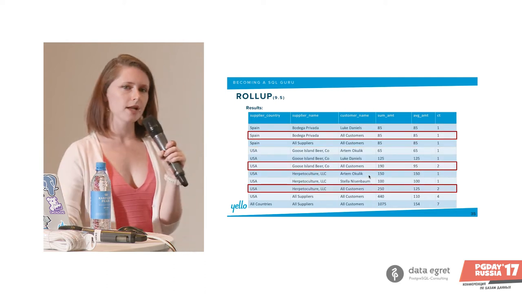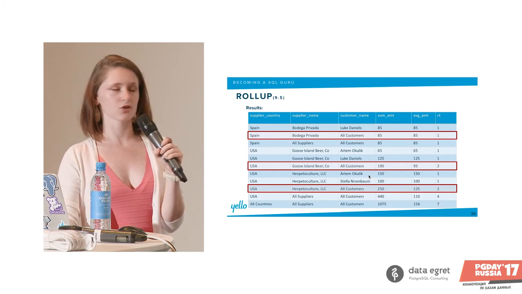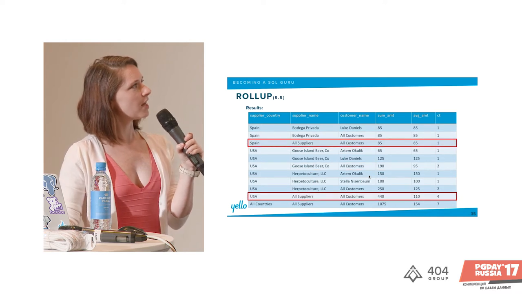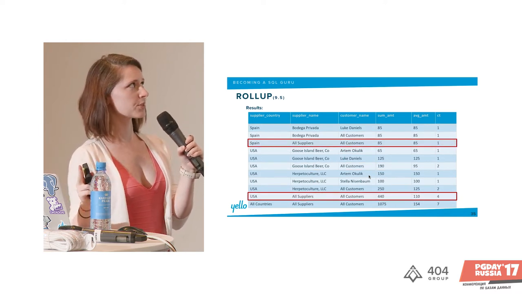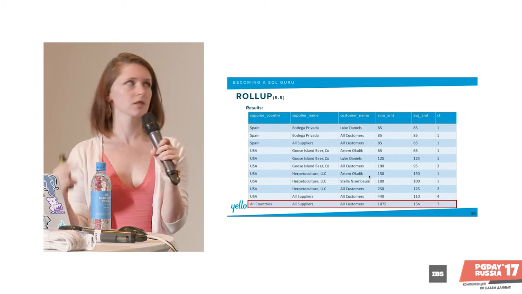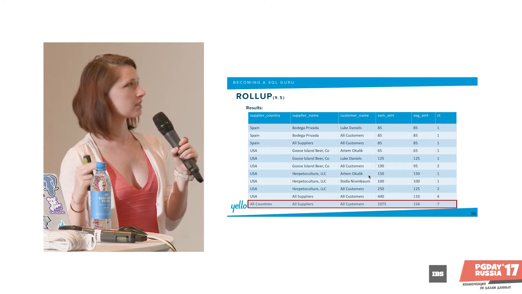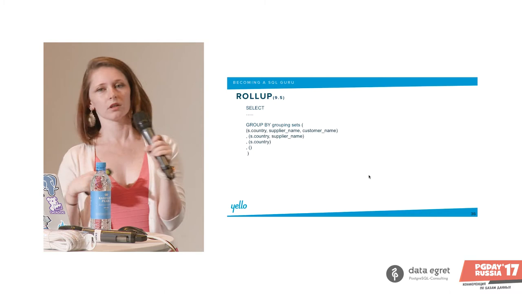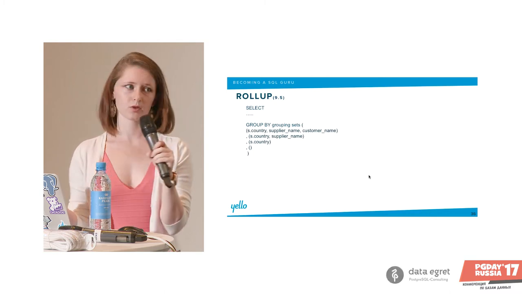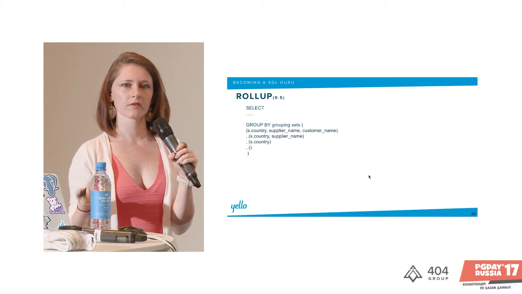We have our most granular group by, which includes the detail level for all of our attributes. Then we move up one layer where we aggregate across all customers but retain supplier country and supplier name. Then we go up to the supplier country, and then one more layer to include all of our attributes. Does that make sense? Any questions on this?